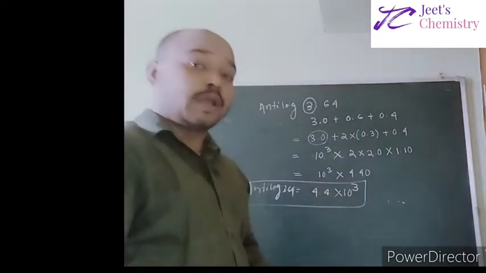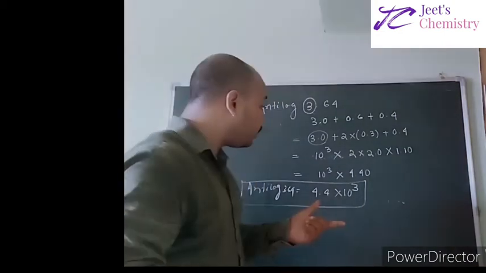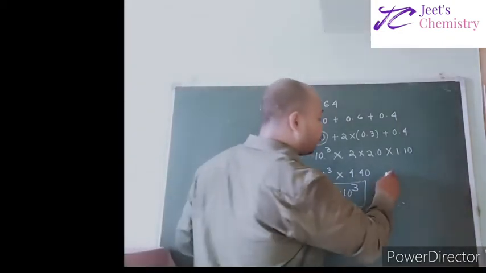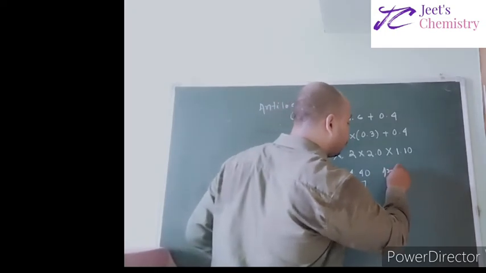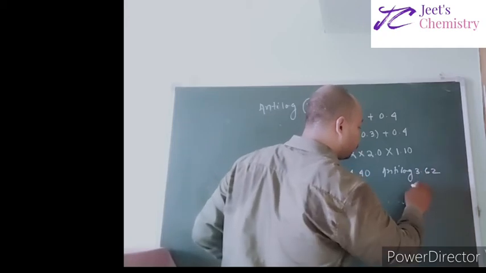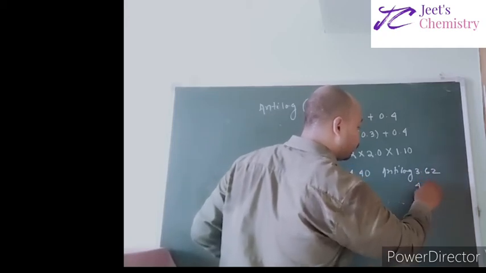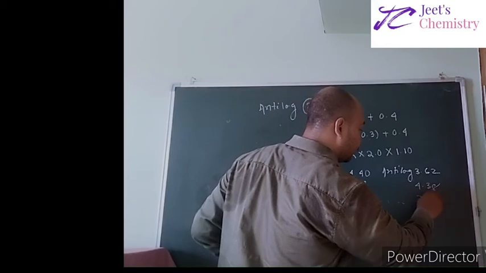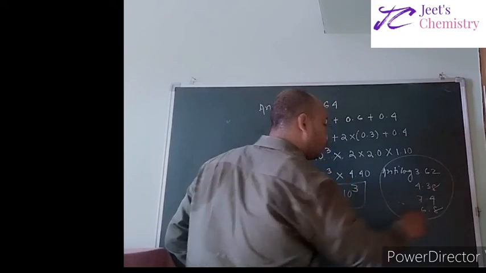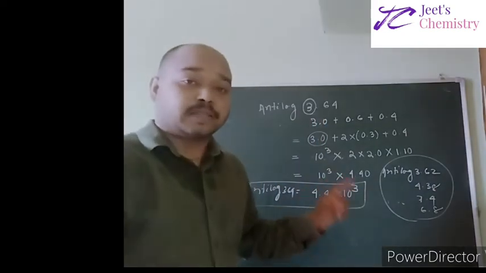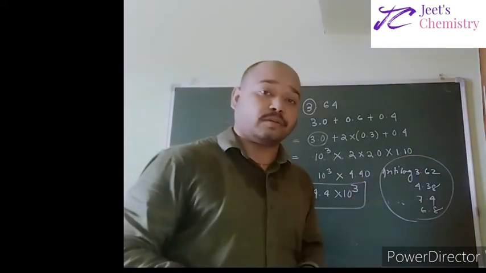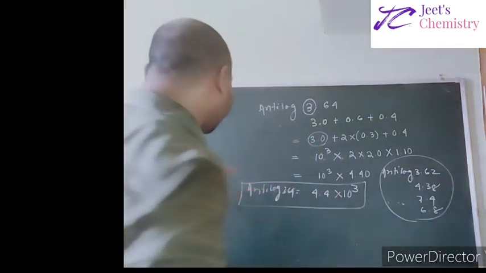Okay. Now we will proceed. Do some homework. Find the antilog of 3.62, 4.38, 7.4, 6.8. Okay, this is your homework. Now we will discuss how to calculate negative antilog.